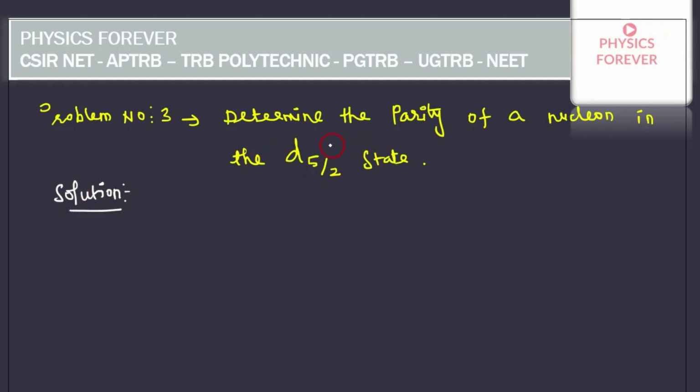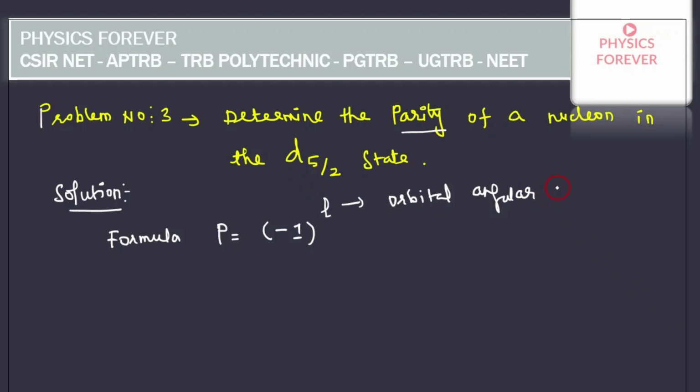But here what is the question? Parity. So they are asking us to find the parity. So what is the formula for parity? Parity P is equal to (-1)^L. So here, what is L? Orbital angular momentum quantum number. Okay, so we can find the answer.